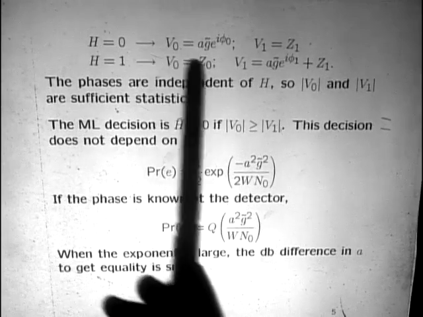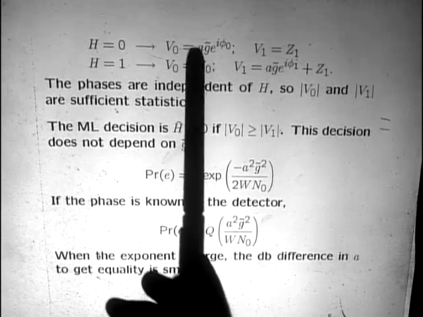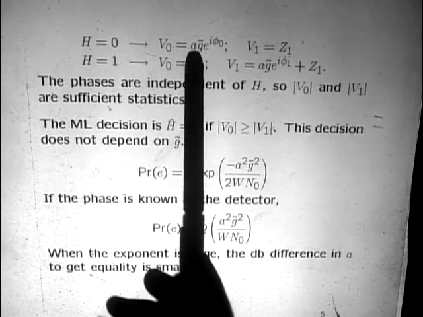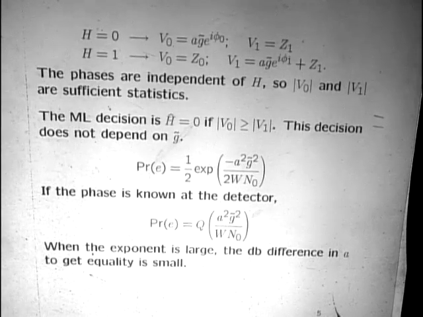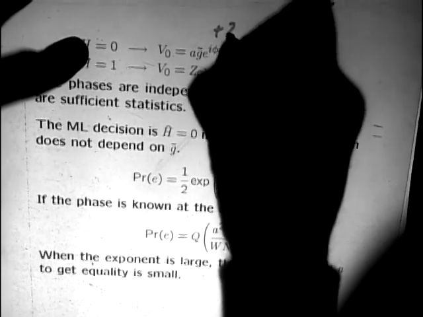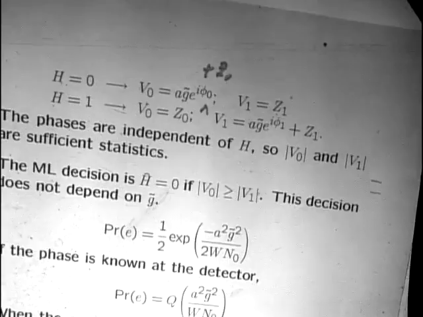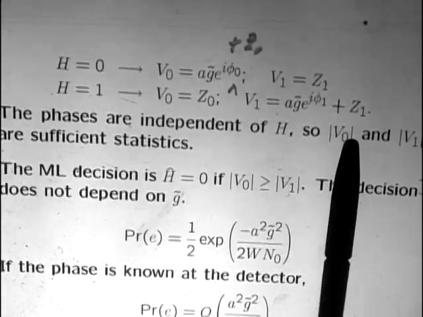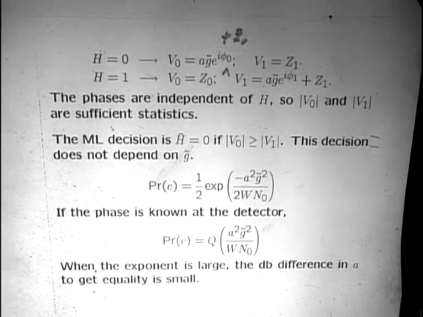H equals 0, we have the output of the channel in time 0 is whatever input level we put in, A, times what the channel does to us, times e to this random phase, plus Z0. And V1 is just Z1. And on the other hypothesis, V1 is this input with a random phase, but a known magnitude, and again, a Gaussian random variable.